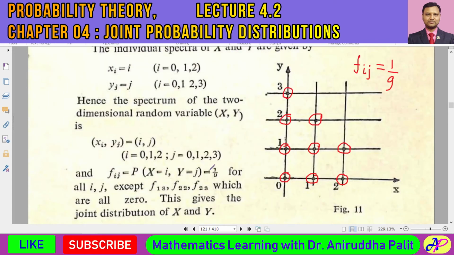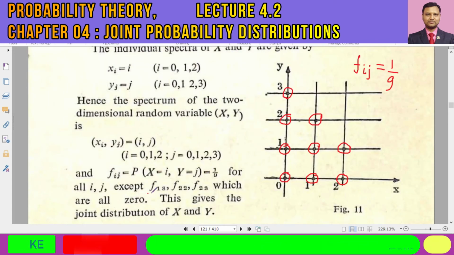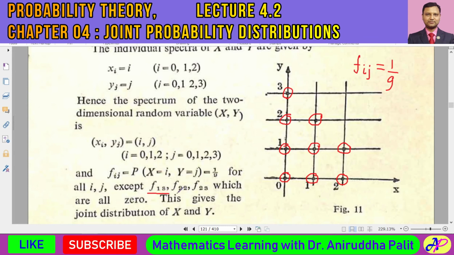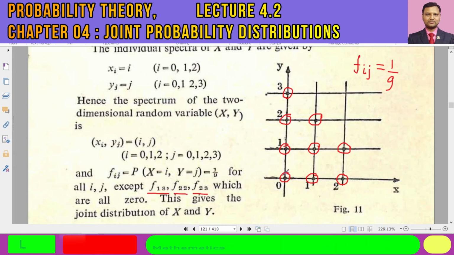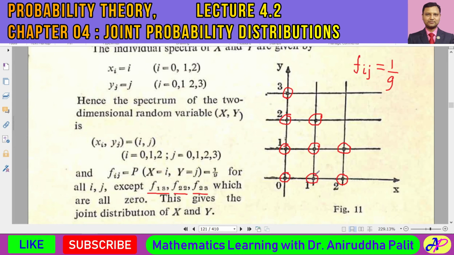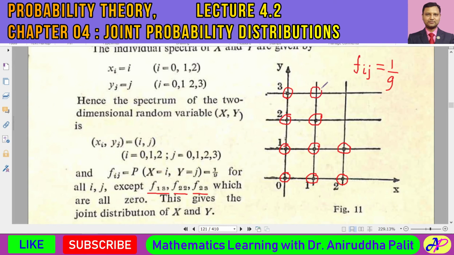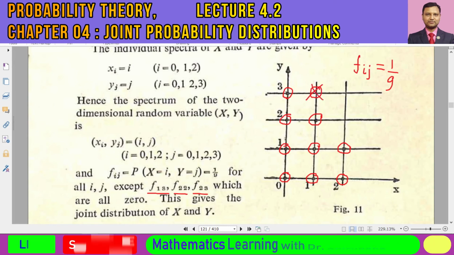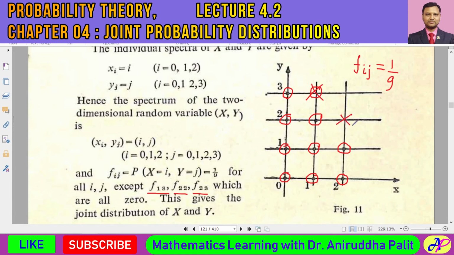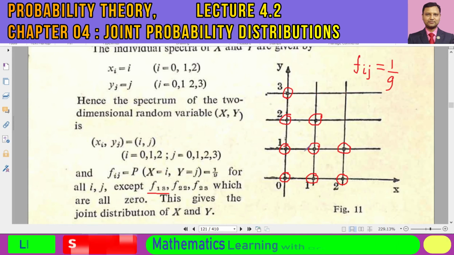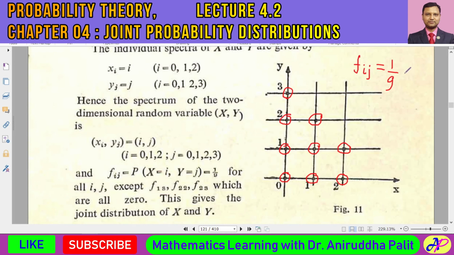That's why you see over here it is written properly, except for f13, f22 and f23. What is the value of f13? 1 means this is the x is equal to 1 grid, and this is 3. So at this point we do not have any probability mass. Similarly, we do not have any probability mass at these other two points. So except at these 3 points, the probability is distributed over here, and that probability would be equal to 1 by 9. In this way, we got the probability mass function of the joint distribution.